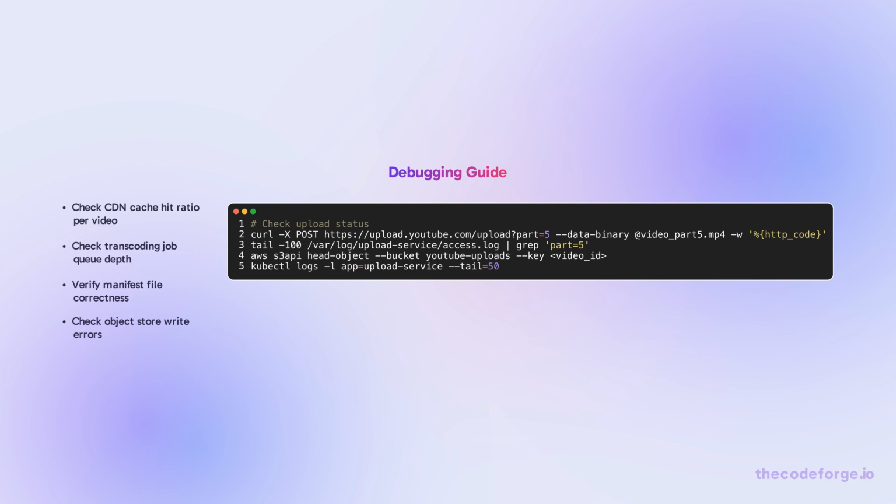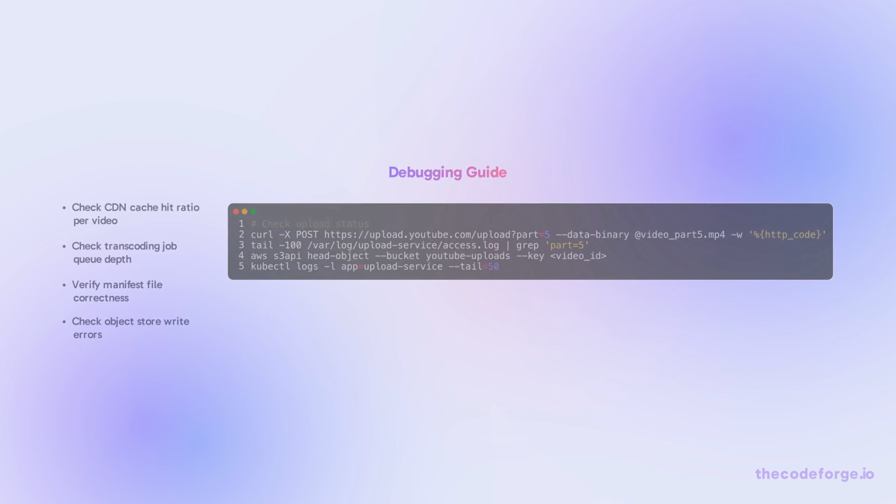When uploads fail, use these commands to locate the bottleneck. Check the HTTP response code, server logs, object store status, and upload service logs. This helps identify whether the issue is client-side, network, or server-side.